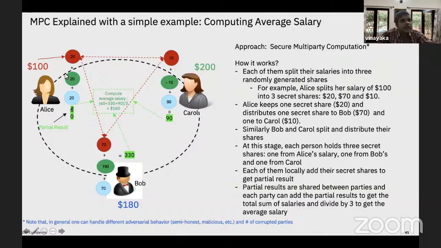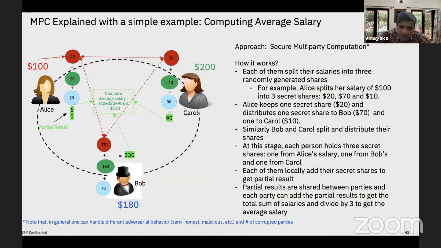Okay, so each one of them, look at their shares, right? She's got 20, 20, 20. Can she learn anything about anyone else's salary from this? No. Similarly, she has got 10 minus 10, 90. Can she learn anything about the other salary? No. And Bob also, right? He's got these shares, can't do anything about them. But as long as they stick to the protocol, they can actually get this particular answer, right?